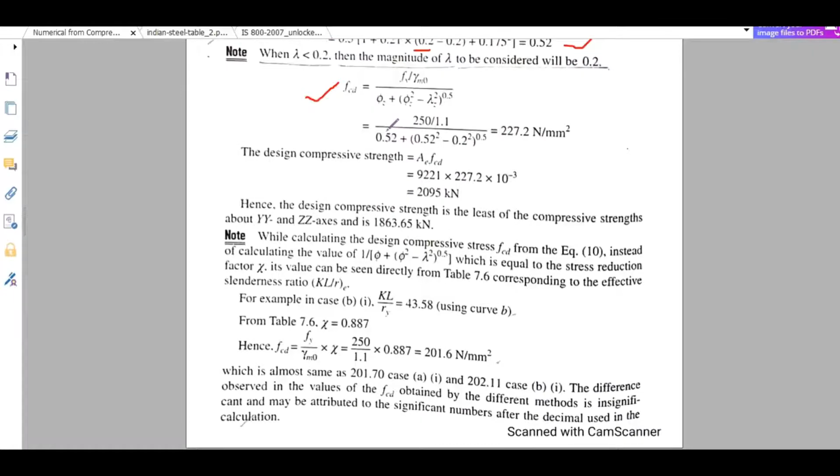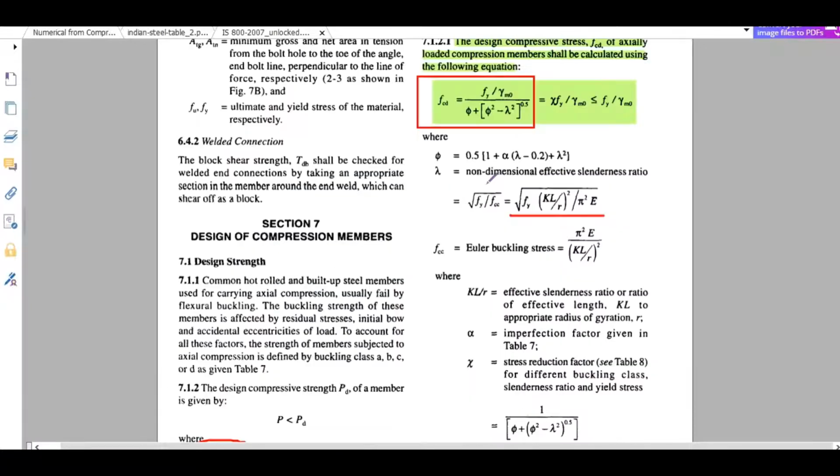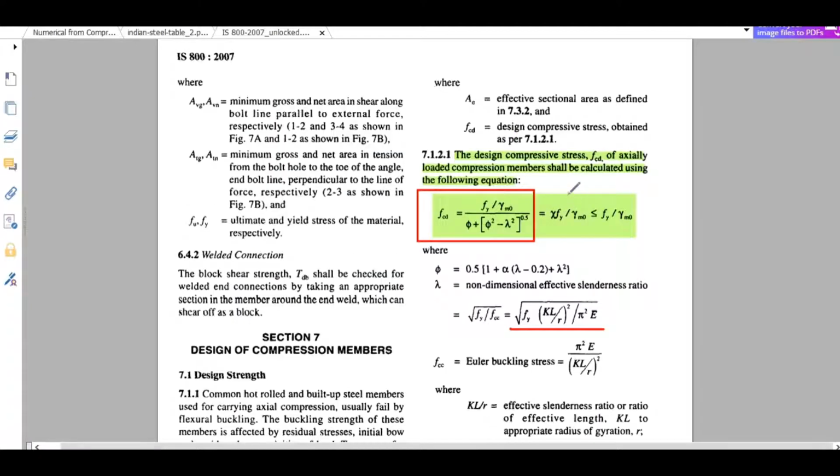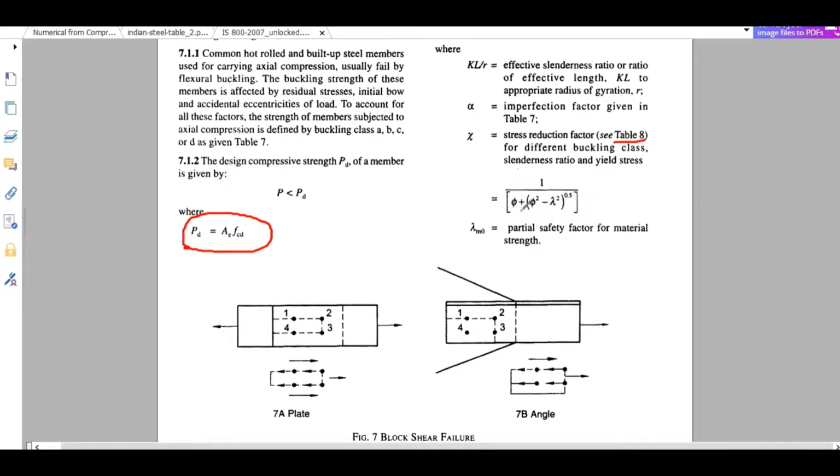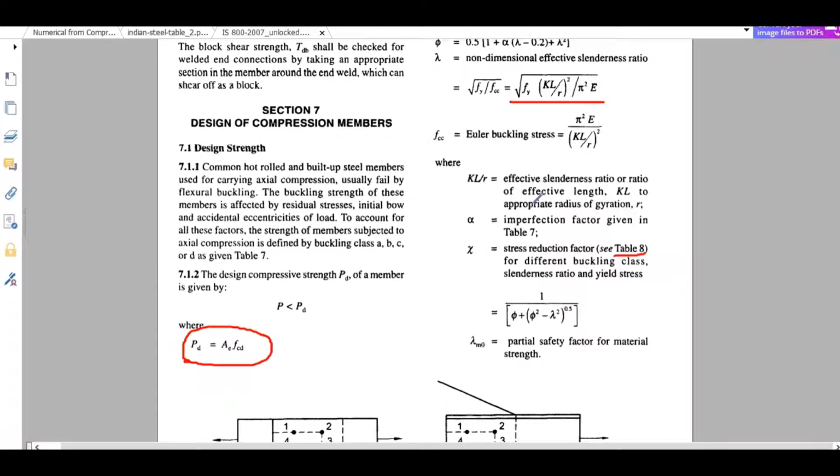Now in the third method, you can use this part only: this stress reduction factor into fy by gamma m0. This stress reduction factor can be found from table 8, as already mentioned. If you use this equation, the procedure becomes the same. So you can use this table 8 for the third method. Same numerical, third method.